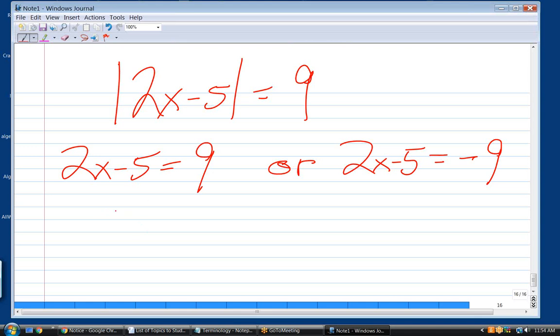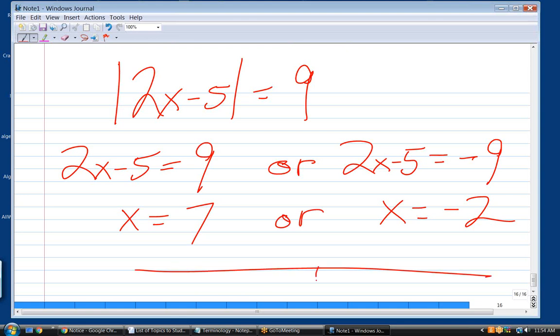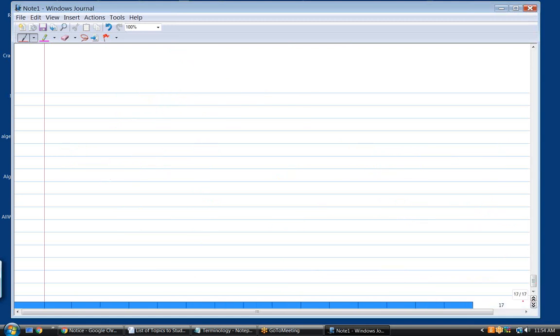Okay, so if we solve this one, we get x equals 14 or 7. If we solve this one, we get x equals -7, -2, I believe. Yeah, -2. So if I want to graph that on a number line, I'm either there or I'm there. One of those 2 points. Both of those are solutions to this. Okay. Cool.